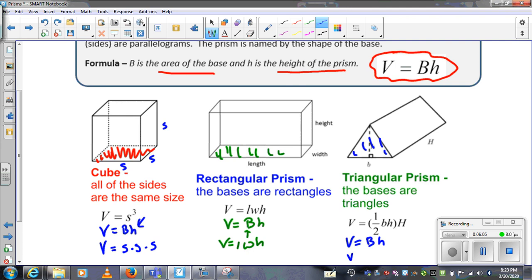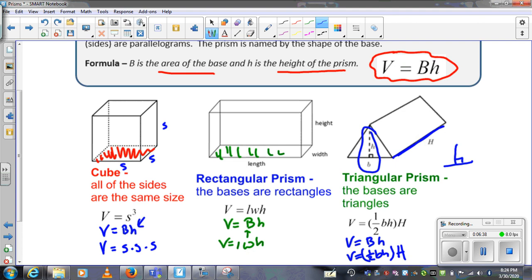To find the area of a triangle, you do half base times height. That's going to be the base and the height of the triangle. Something you need to remember is that your base and your height have to be perpendicular to each other. That means they have to cross at a 90-degree angle. And then you multiply it by how tall or how deep the object is, and we'll call that height here.